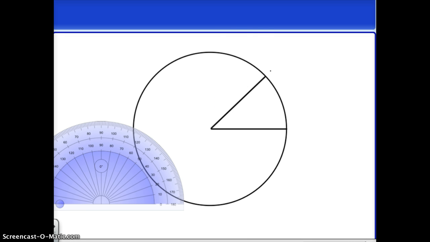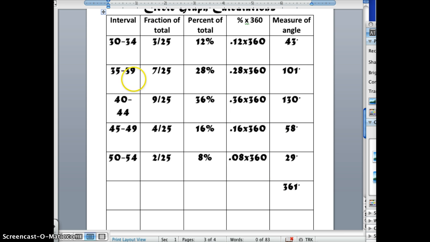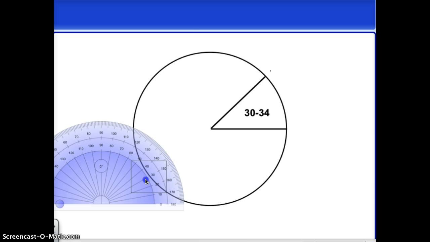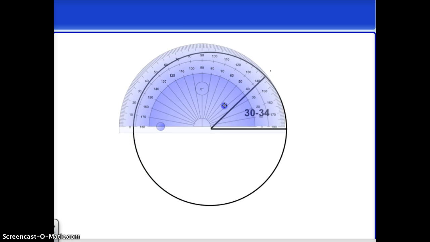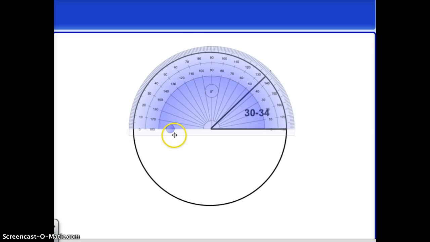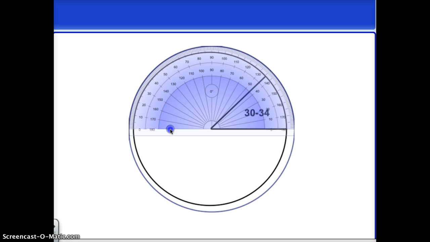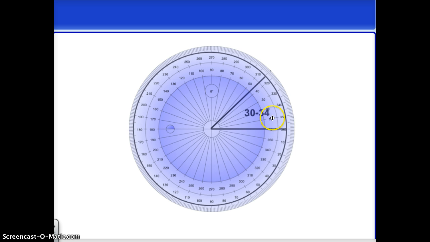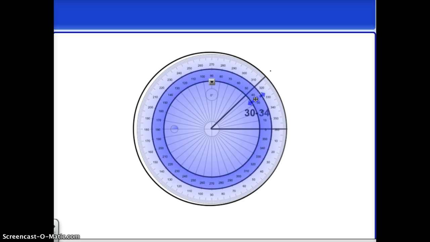Going back now, my suggestion would be to first initial or do something so that you know which it is. So I'm going to put 30 to 34 as my category, and now I'm going to measure again. What I'm going to do next is go back to my chart, find that my degree measurement for the next category is 101 degrees, go to my circle, except now I don't want to measure from that same spot, I need to turn it. I need to move my circle so that it's turning a certain amount.